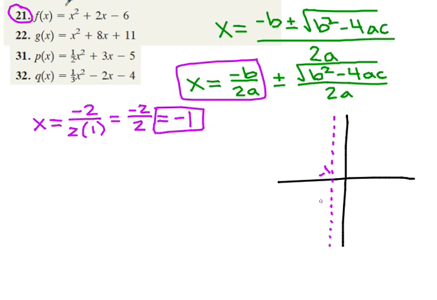Excellent. So we're going to plug this in. We're going to get negative 1 squared plus 2 times negative 1 minus 6. And so we'll get positive 1 minus 8. So we see that our y value when we plug that back in is going to be negative 7. So we see our vertex is the coordinate point, 1, 2, 3, 4, 5, 6, 7. So we're at the coordinate point negative 1, negative 7.